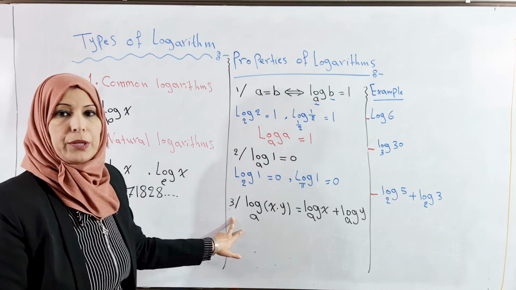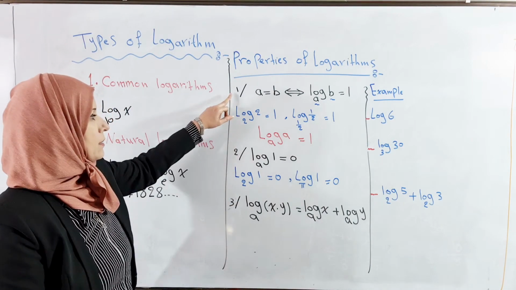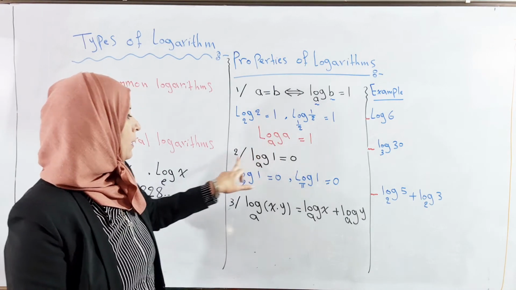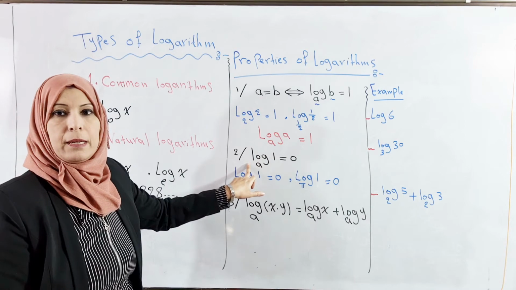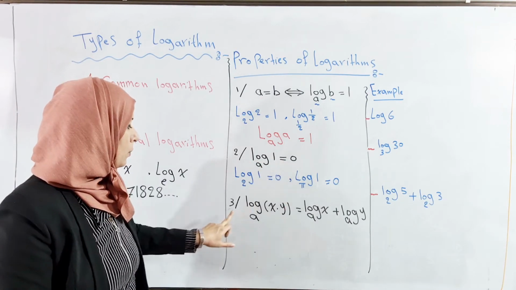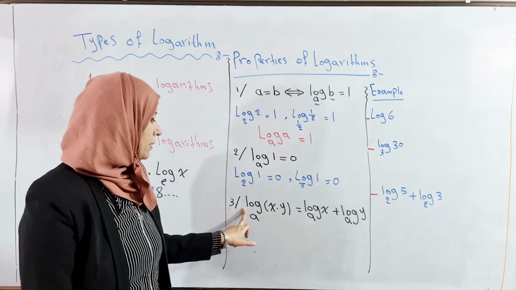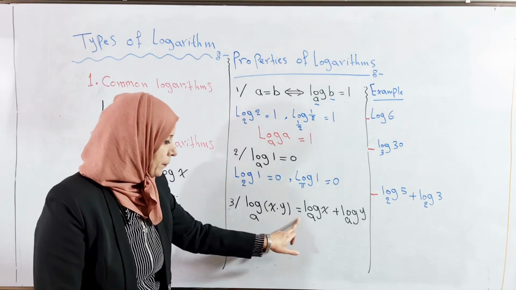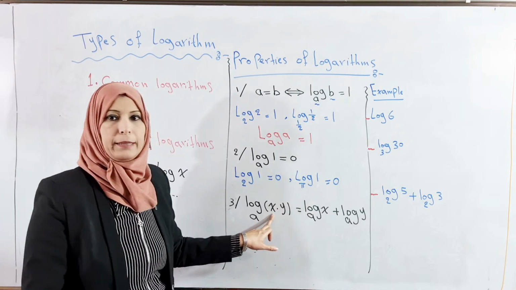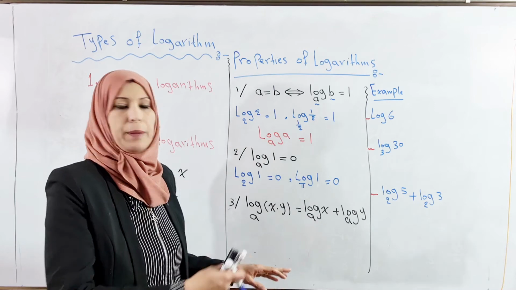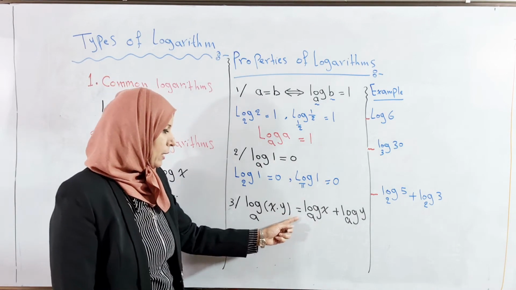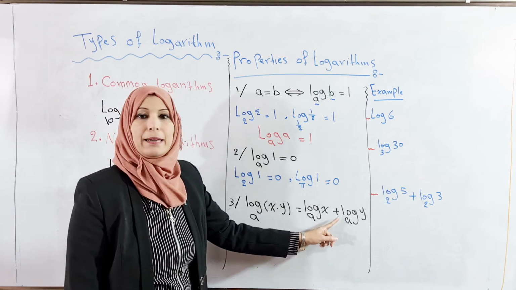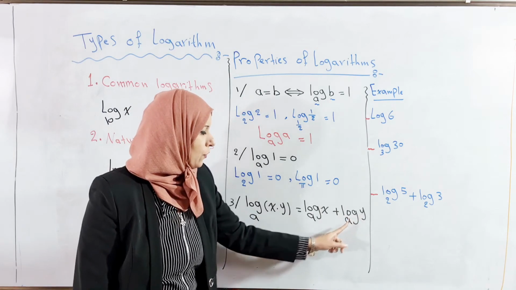Property number 3, الخاصية الثالثة. بعد ما أخذنا الخاصية الأولى logarithm A for base A equal 1, and property 2 logarithm 1 for base A always will equal 0. Property number 3: logarithm x multiplied by y for base A will be. هنا عندي ضرب بين الإكس والواي. Here it will be equal logarithm x for base A adding logarithm y for base A.